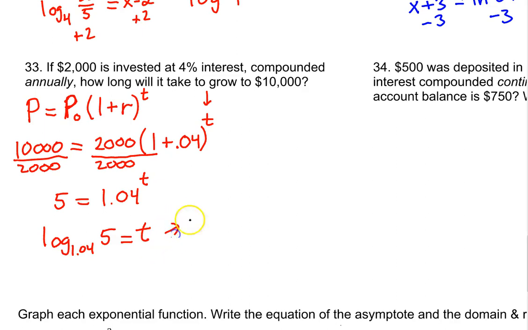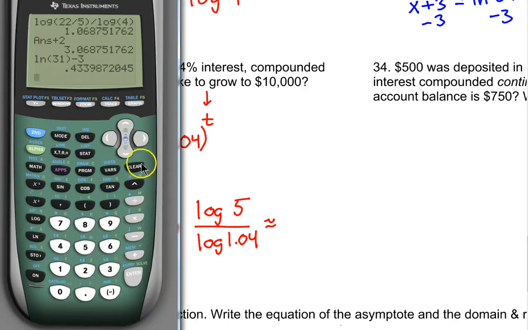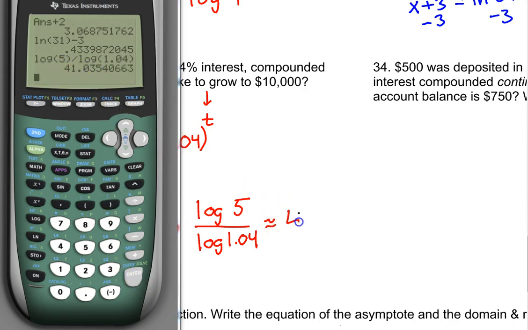So this is going to equal log of 5 divided by log of 1.04. That'll be approximately what the answer is. So log of 5 divided by log of 1.04. We get approximately 41 years.